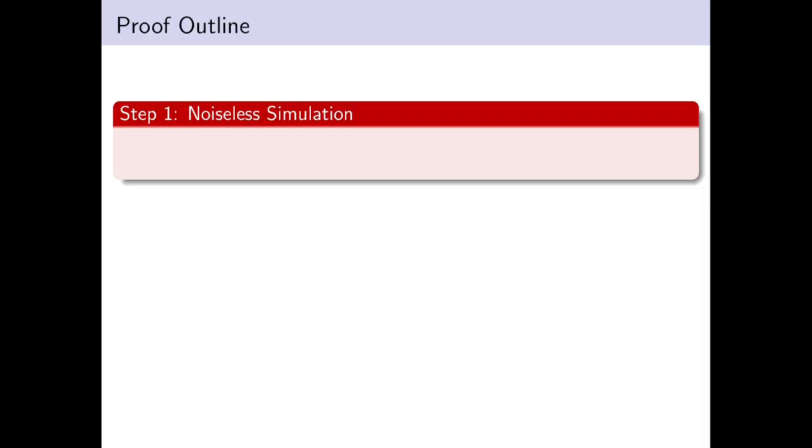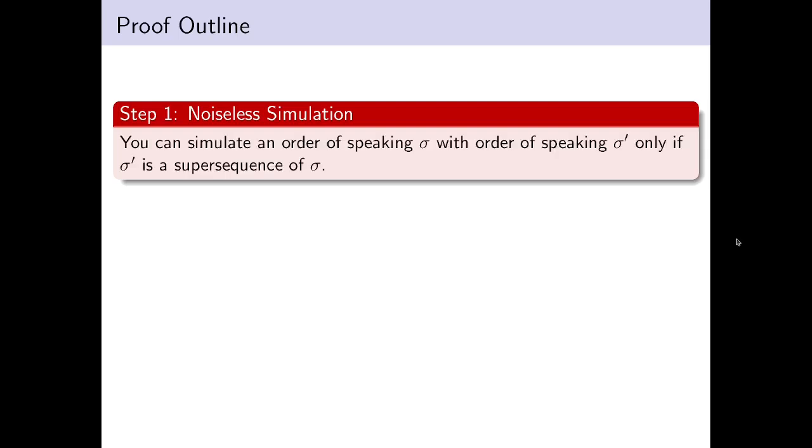We prove it using 3 separate steps. The first step is noiseless simulation. As mentioned before, in the very lenient noise model, a protocol is basically just a collection of noiseless protocols with very similar orders of speaking. So we should probably first analyze when we can solve protocols in a noiseless setting. In particular, suppose we have a protocol with order of speaking sigma, when can we simulate it with a protocol with order of speaking sigma prime? And the answer turns out to be relatively straightforward. You can simulate a protocol with order of speaking sigma with a protocol with order of speaking sigma prime only if sigma prime is a supersequence of sigma. We will proceed to show this in more detail later on.